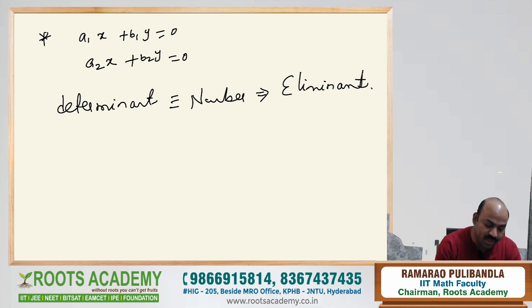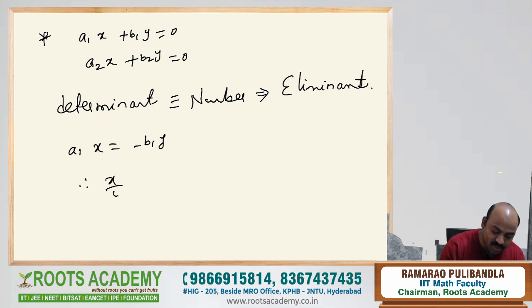Right, students, come back to here. Determinant is a number, also called an eliminant. Eliminant is nothing but a number obtained by eliminating the variables x and y in the given linear equations. Now look at the linear equations. From the first one, can you eliminate? a1x is minus b1y, I can write. Therefore, can you give what is x by y value, Rana? Minus b1 by a1 I will get. Now from the second one also, I'll get minus b2 by a2, students.